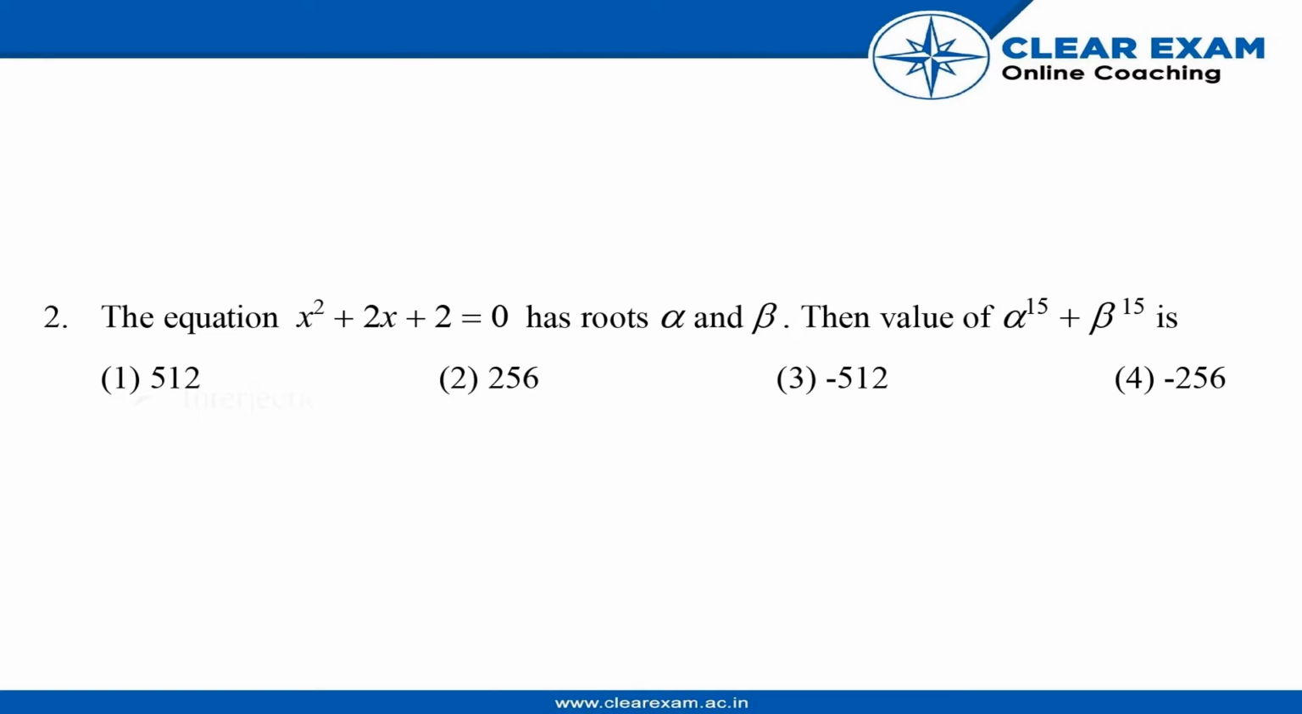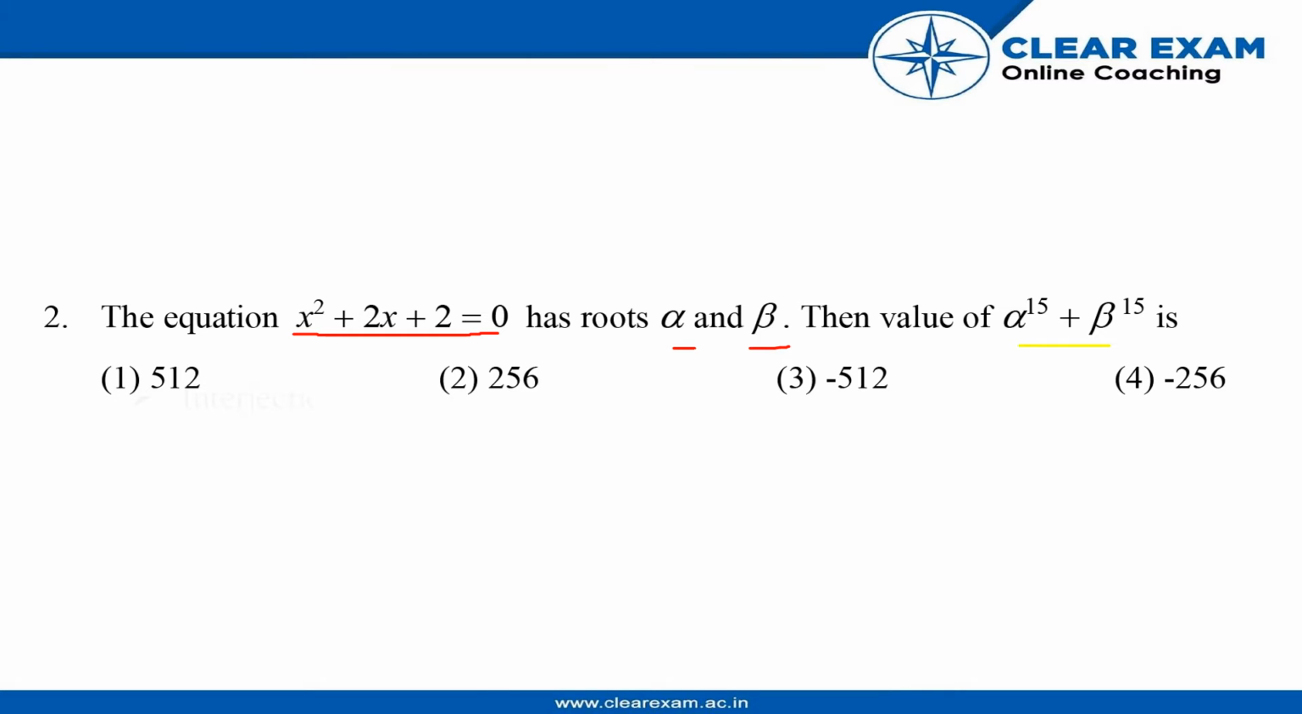Students, we would be discussing this question and its solution. The question says the equation x square plus 2x plus 2 equals 0 has roots alpha and beta. The value of alpha raised to the power 15 plus beta raised to the power 15 is 512, 256, minus 512 or minus 256. Now let us move to the solution part.